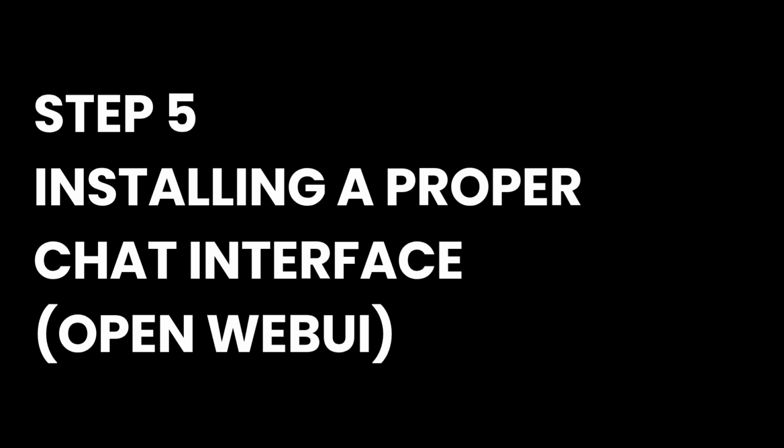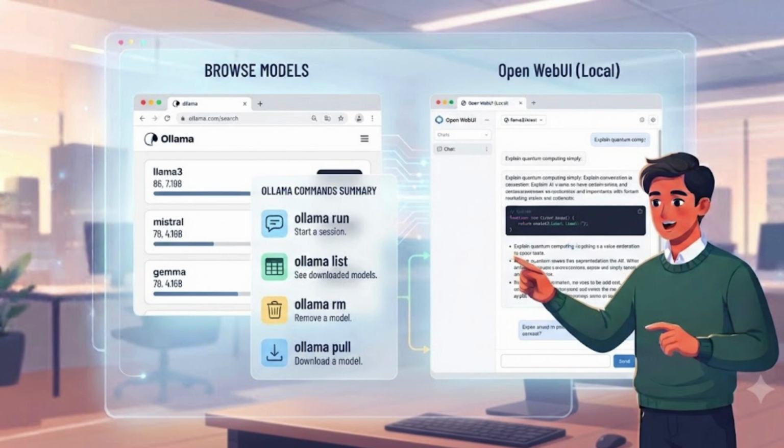Step 5. Installing a proper chat interface: Open WebUI. Typing into a black terminal window works, but it's not exactly a pleasant everyday experience, and it definitely doesn't feel like the polished chat apps you're used to. So now let's set up a proper browser-based graphical interface, so you get something that looks and feels like ChatGPT, but running entirely on your own machine. The most popular tool for this is called Open WebUI, and it's also completely free and open source.